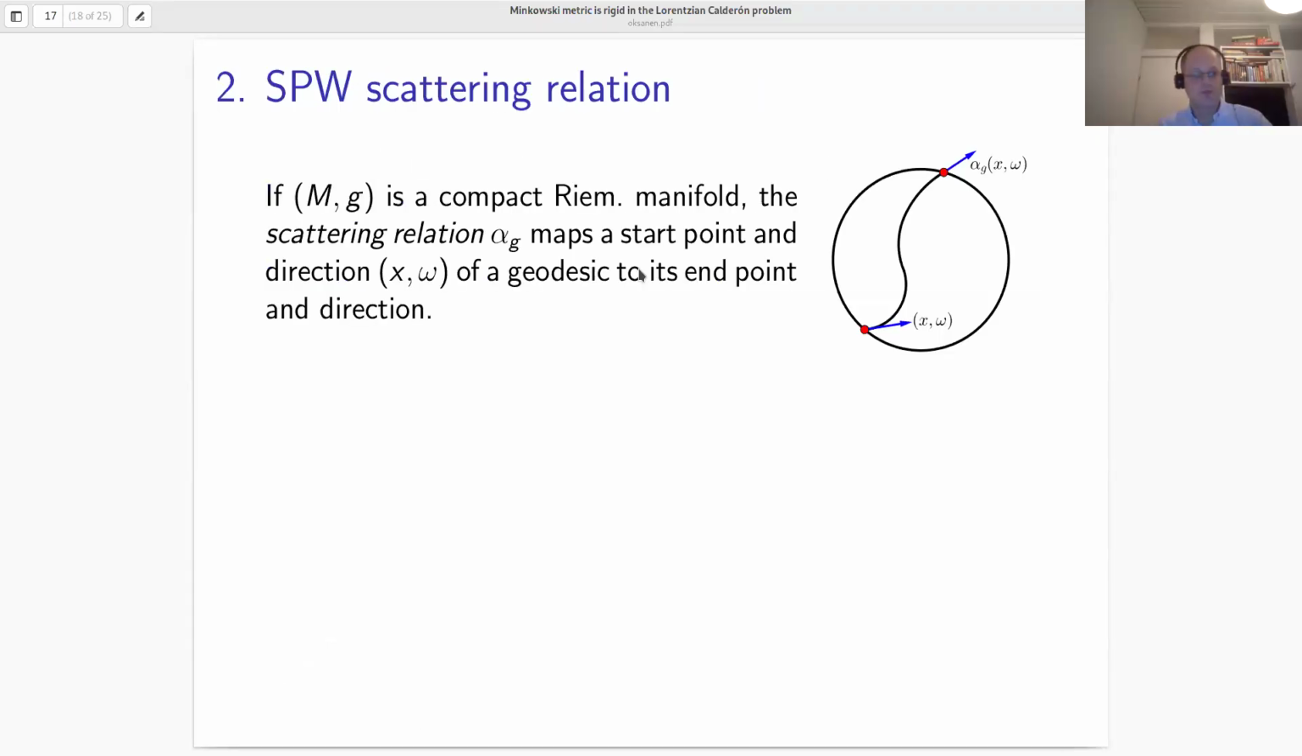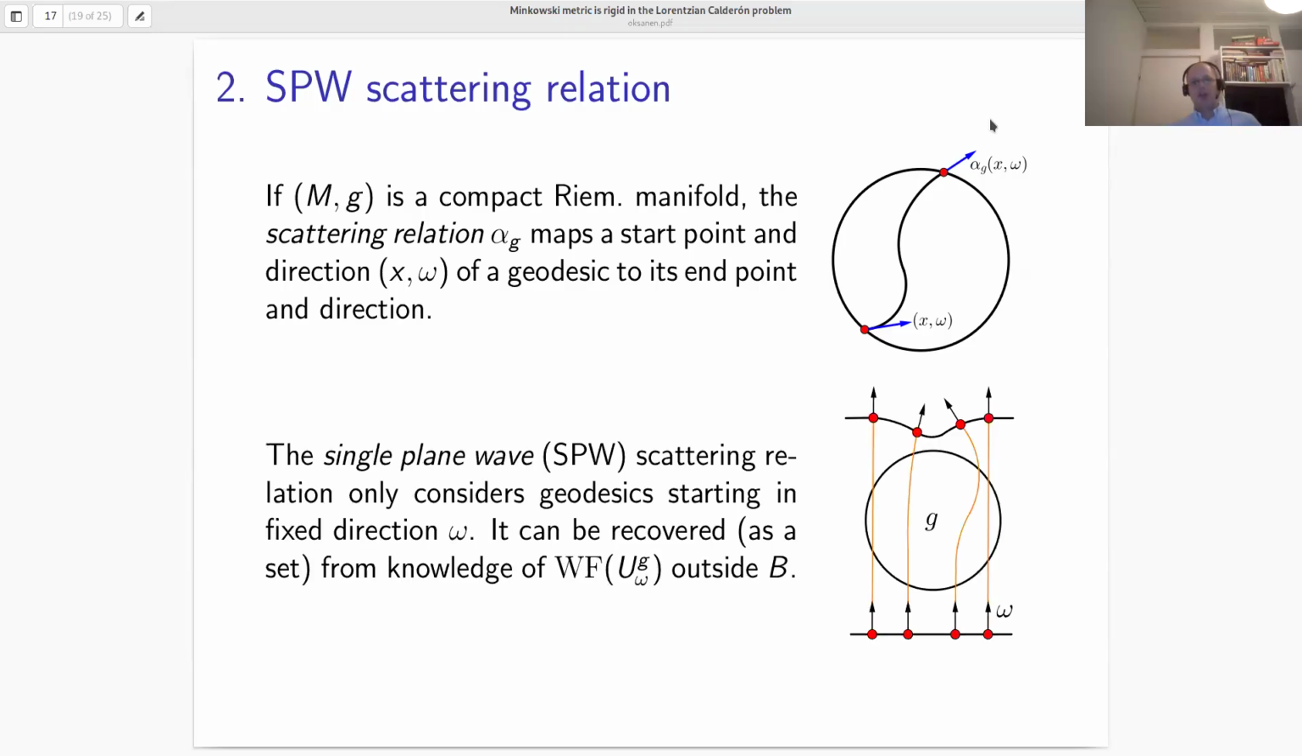Okay, so the second step, we need to consider this object that we call single plane wave scattering relation. So first, let me recall what is the usual scattering relation for a Riemannian manifold. It is just a map that takes in a vector at some boundary point that points inside, then shoots a geodesic in that direction, and then records the exit direction and point. So the incoming direction is mapped to the outgoing direction, and that's the scattering relation.